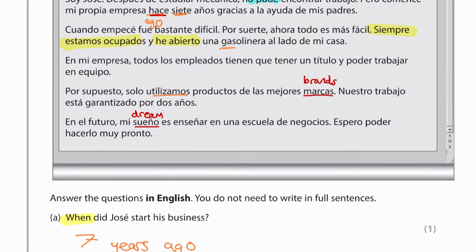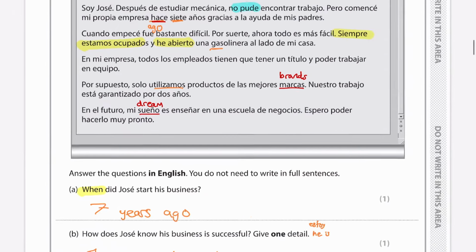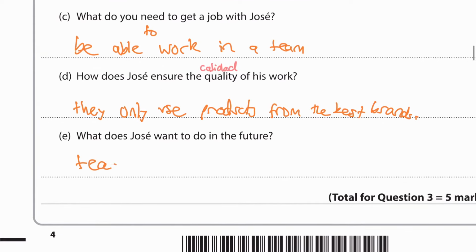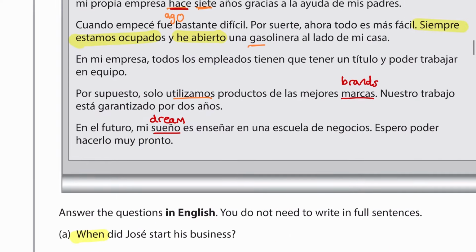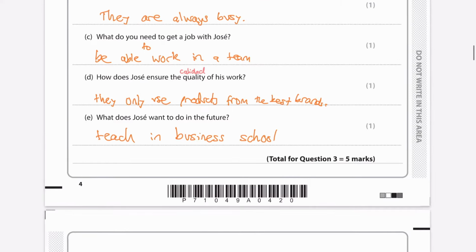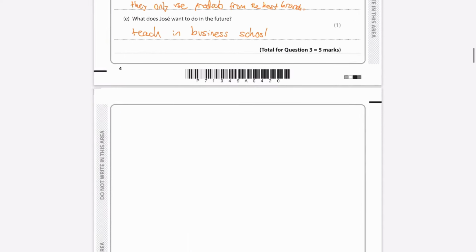So my dream is teach in business school, in una escuela de negocios, in the business school. I hope to be able to do it very soon. Hacerlo, to do it very soon. So what does he want to do in the future? He wants to teach. Enseñar, we saw the word to teach. Teach in business schools. I would say that. That's how I would translate that. Business school. I know I've misspelled that. Anyway, okay, that was question 3, wasn't it? Let's go into question 4.